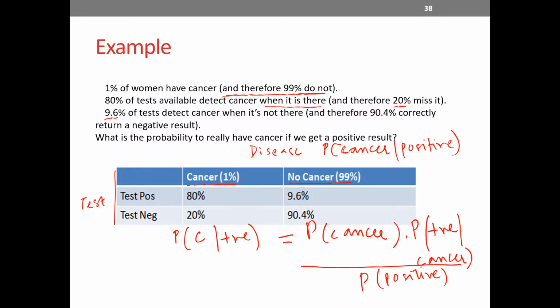Probability of getting cancer, I know it's 1%. Probability of testing positive given cancer, 80%. Probability of testing positive: this entire row, so just add 0.80 plus 0.096, and that's how you'll get this. So this table method actually makes our life easier because we can just read off values from there and plug into our formula for Bayes' theorem.